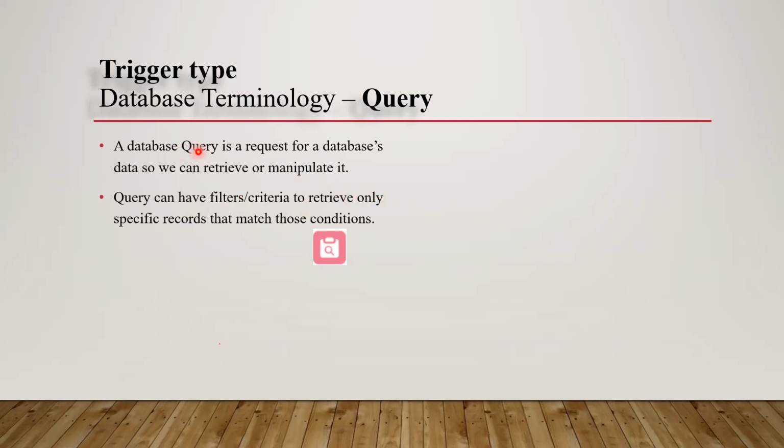Now, query is the term which we use in Apex. Then what is the term that we use in Flows? For the query counterpart in Flows, we have something called the Get Records element. The Get Records element is a substitute, or you can say an alternative, for the query that we use in our Apex language.